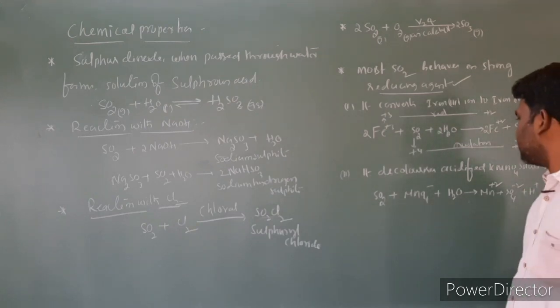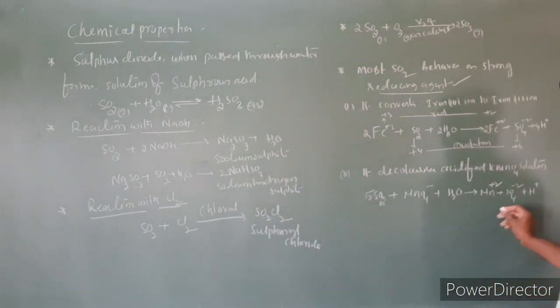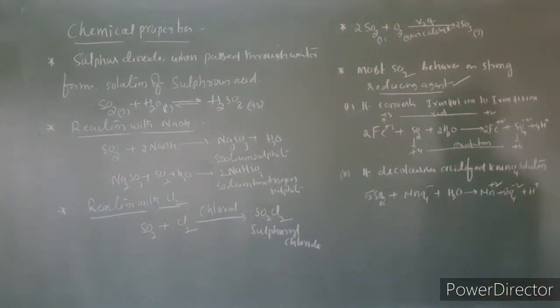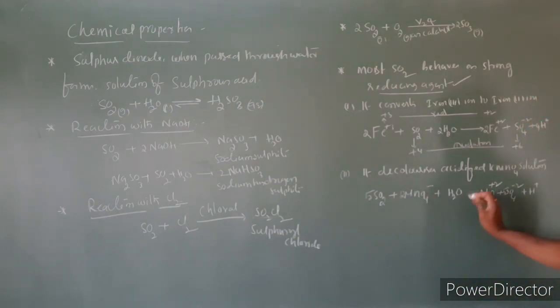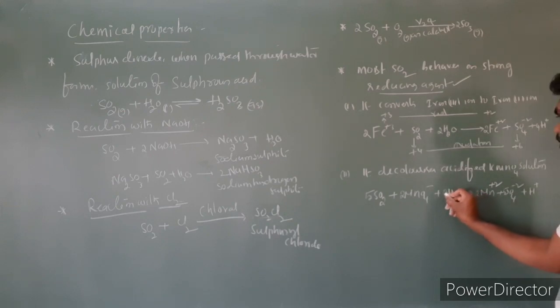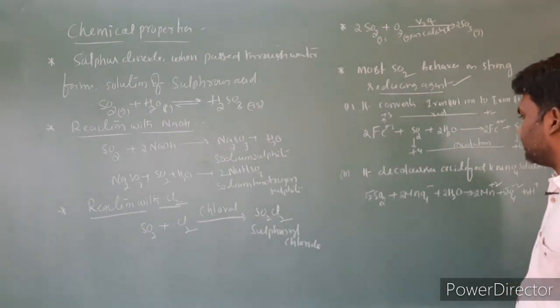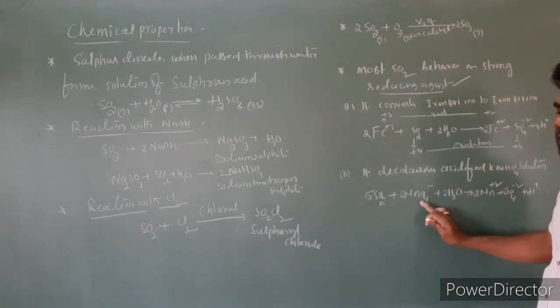Then we have to balance it. Here I am taking 5SO2, then this is 5SO4 minus 2. Here I am taking 2MnO4 minus, this will become 2Mn plus 2. Next, I am taking 2H2O, and 2 twos are 4, this is 4H plus. So this is the equation for the reaction of SO2 with KMnO4.